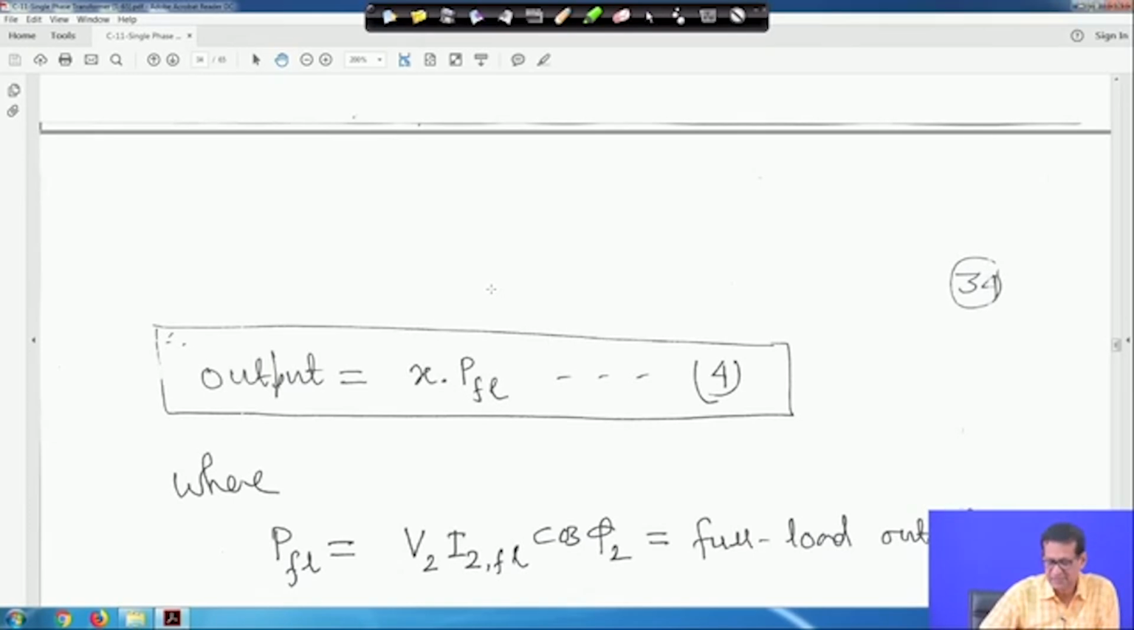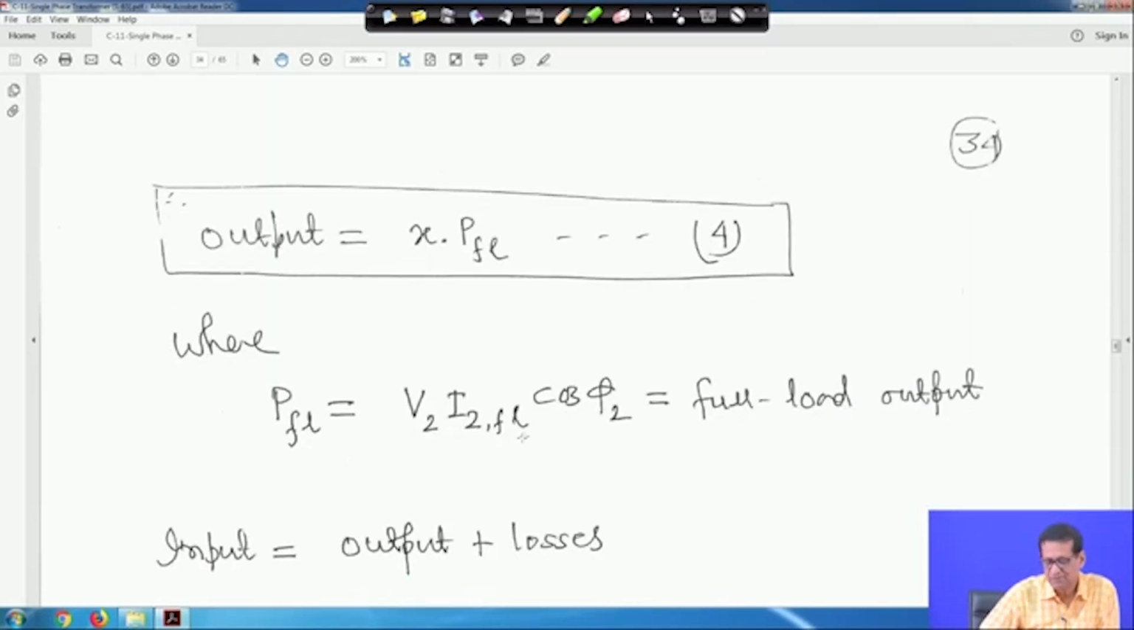For example, if a 500 kVA rating and power factor are given, you can find out PFL. Basically PFL will be V2 into I2 FL into cos phi 2. That is the full load output. We also got the current for the 500 kVA transformer, as kVA was given, but if you want power in terms of watts, it is V2 into I2 FL into cos phi 2. Output is equal to x into PFL. If x is 1, then output equals the full load output. Otherwise, if x varies, the output will vary, and this happens for a transformer because throughout the day the load is changing.